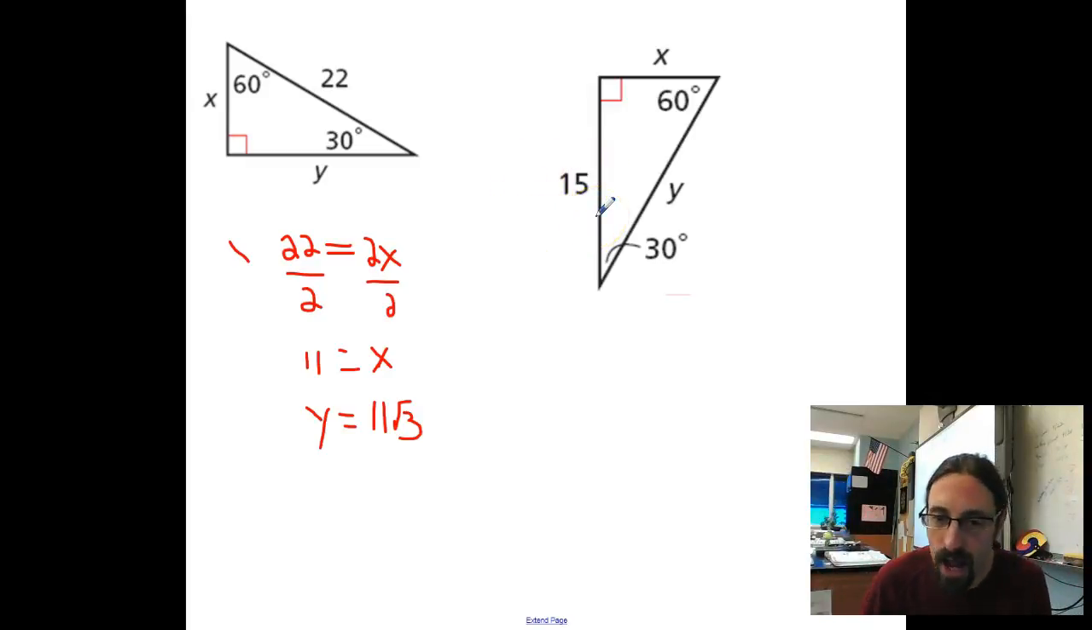Hey, I can handle doing a little work because I know that 15 equals the short leg, x, times the square root of 3. Well, sweet. In order to solve for x, I'm going to start with the short leg, right? I just have to divide it by the square root of 3. What I do to one side, I got to do to the other side.